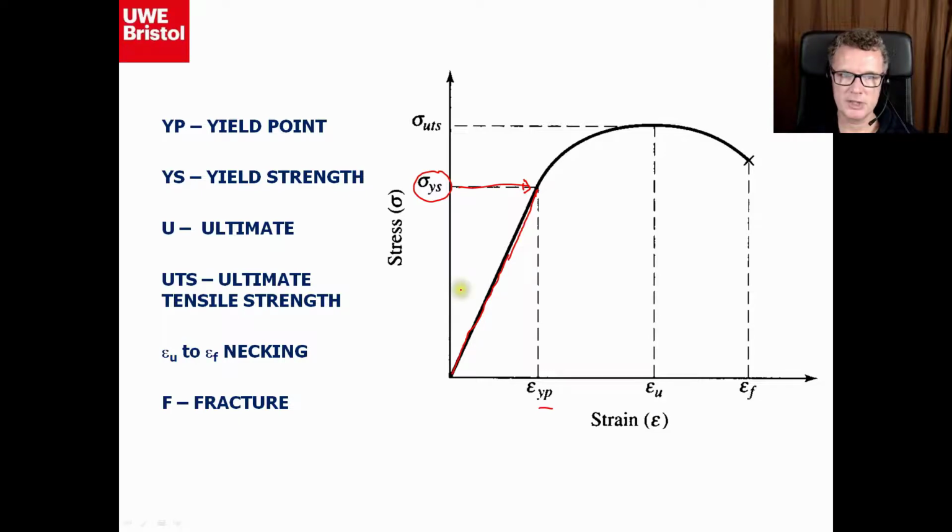Other stuff you can see is the fact that you're going to have the Young's modulus there. So Young's modulus, which will be the stress over the strain. So you could use the yield strength here and the yield point here.